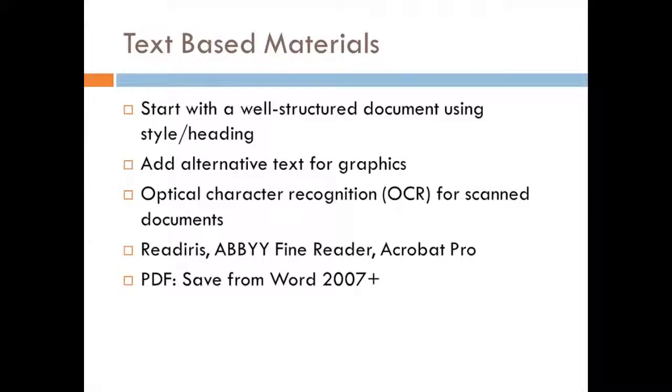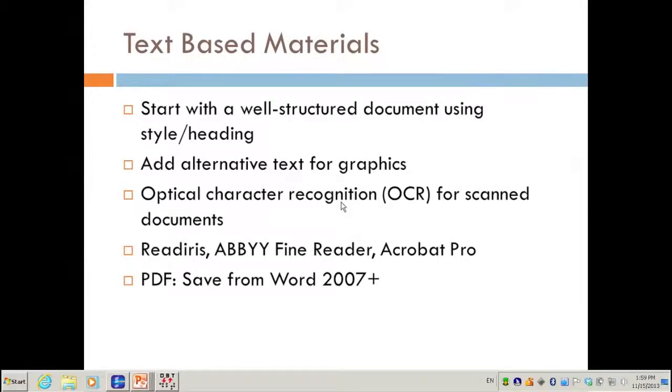And you need to add alternative text for any graphics you have. Maybe if you have a picture of a piano, you can describe it in more detail in the alternative text. Another thing is use OCR if you scan documents. If you just scan documents and send them to visually impaired students in PDF, they won't be able to read it. Let me go to one example.